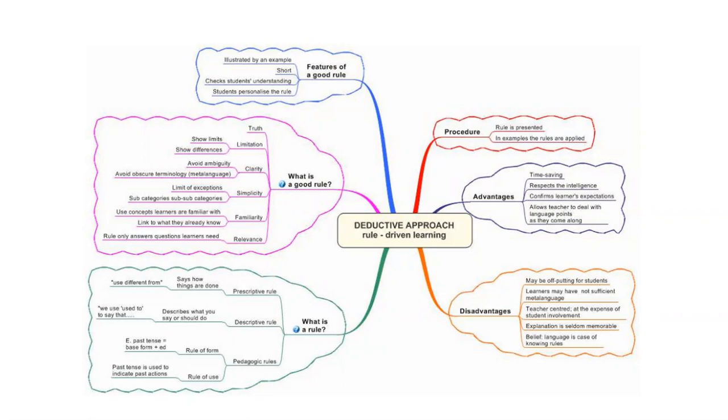mainly understand the concept, the idea, the format, the pattern before going through examples. That's why it is a disadvantage. So they may not have sufficient metalanguage. When we talk about metalanguage, it is language used to talk about language, such as grammar terminology. So, for example, there are a lot of topics they are not familiar with.